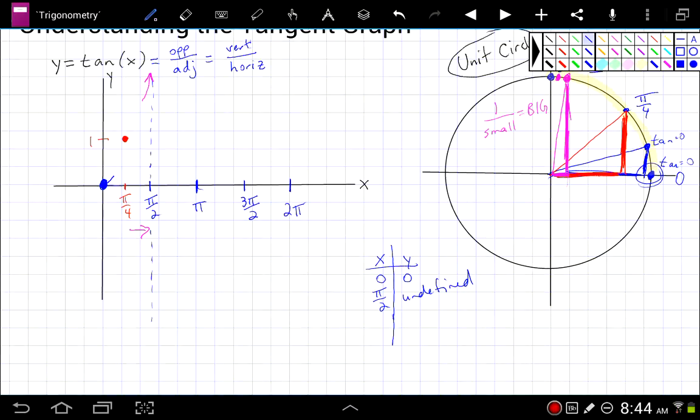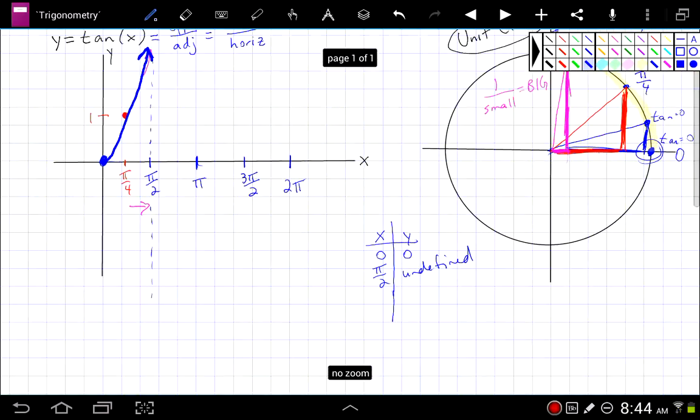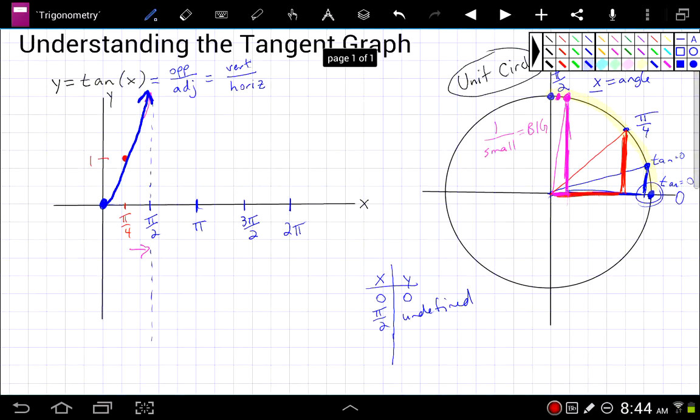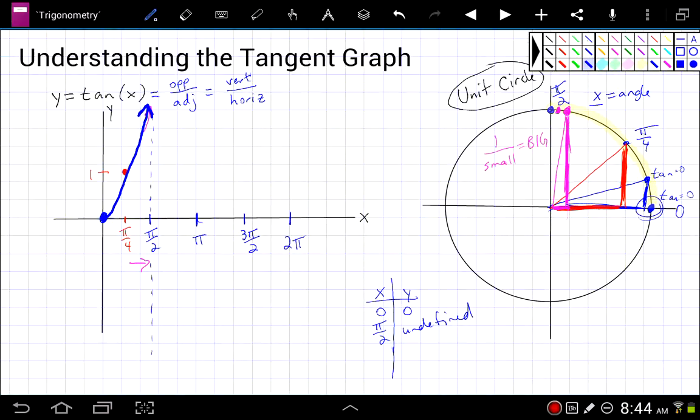And now if I just connect the pieces that I have here, I start to see that my graph for tangent looks like this, between 0 and pi over 2. Okay? Now we can pass pi over 2 and start to do the same analysis. Remember, in quadrant 2, tangent's negative because your horizontal side is negative and your vertical side is positive, which will give you a negative ratio. So now all of my values in this quadrant will be negative.